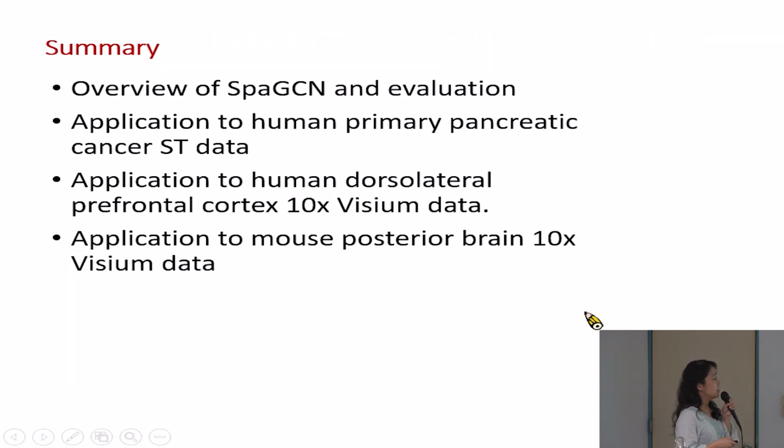So the summary is that they have established SpaGCN and evaluated it by comparing with SpatialDE and SPARK. These are available tools, and they have applied this method to human primary pancreatic cancer through spatial transcriptomics data. This tool was also used to understand the gene expression profiling in the complex human brain and mouse brain using the 10x data.